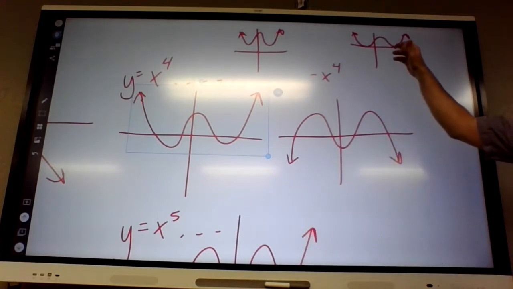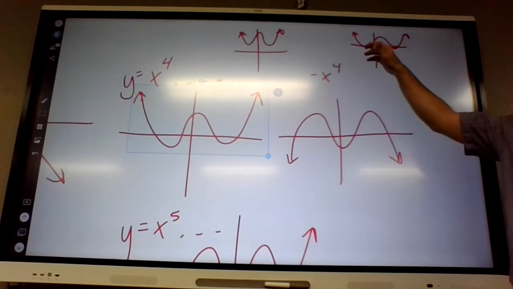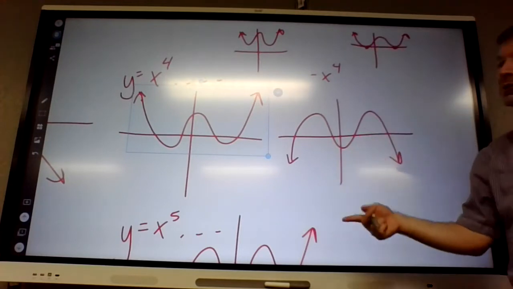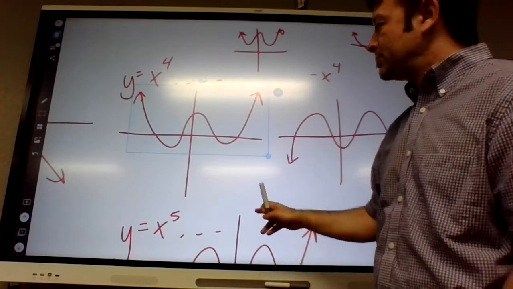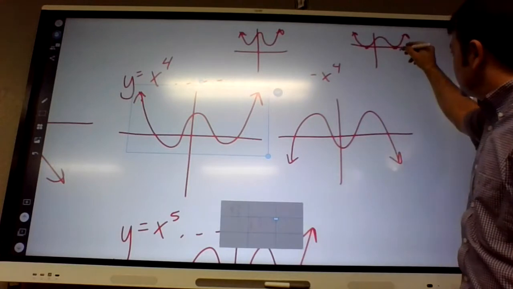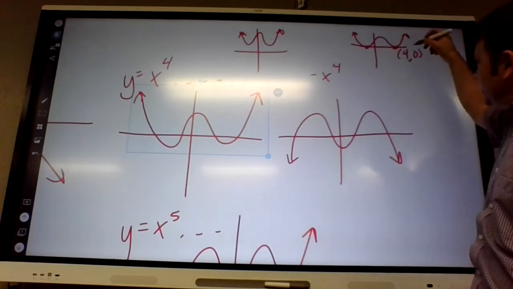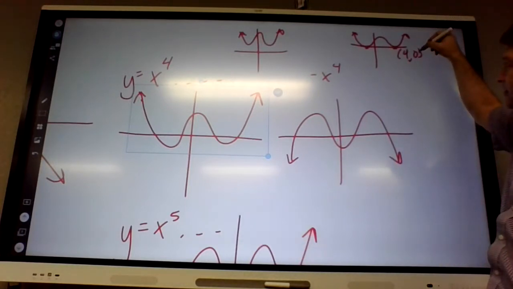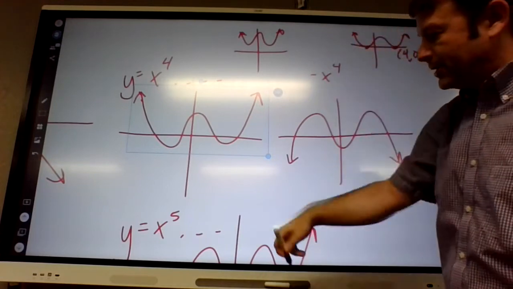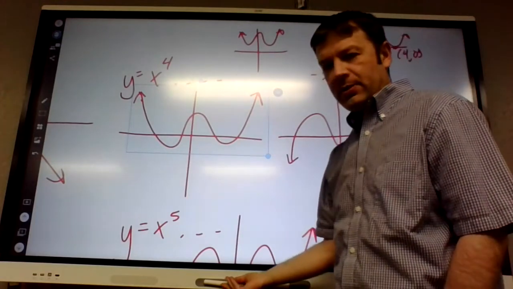So anyway, those places where it crosses the x-axis, the x-intercepts, are also the zeros of the function. It's what makes the function equal 0. Because if it's (4, 0), it means when x is 4, the function equals 0. Alright. Anyway, I think we talked that to death.